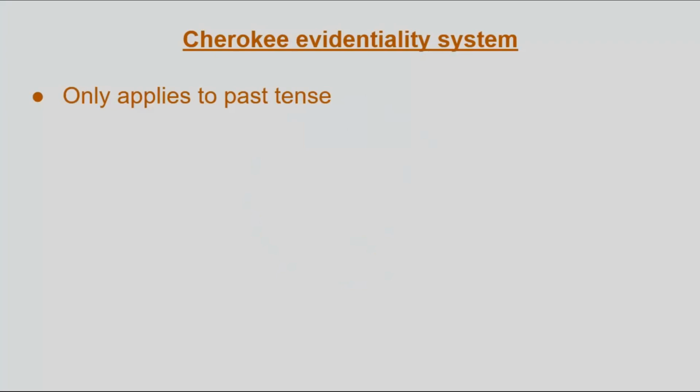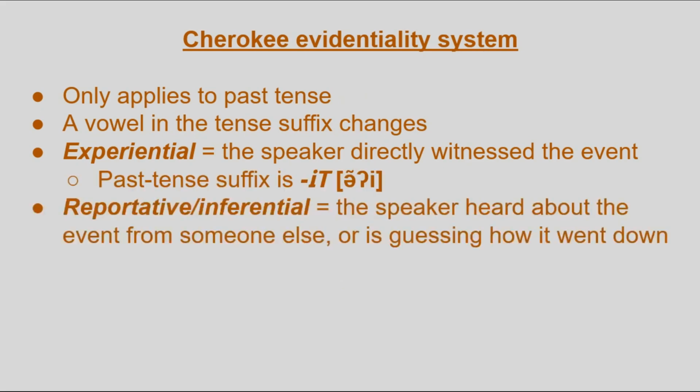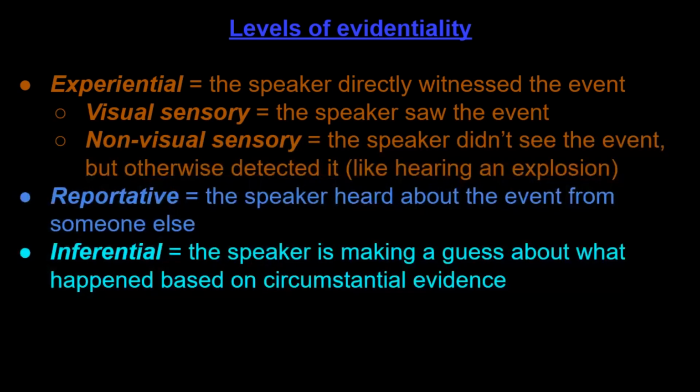Basically, it only applies for the past tense, and a vowel in the suffix changes depending on the evidentiality. If the speaker directly saw or otherwise witnessed the event, that's experiential, and the suffix is "-i". But if the speaker heard about the event from someone else, or they're just supposing how it went down based on other evidence, that's reportative or inferential, and the suffix is "ei". There are other languages with more diverse categories as well, but they operate roughly along those lines.